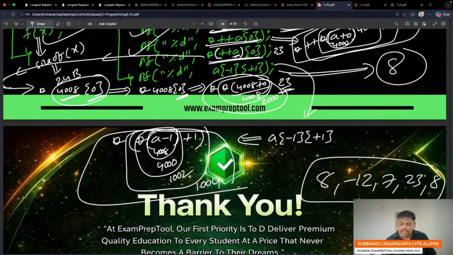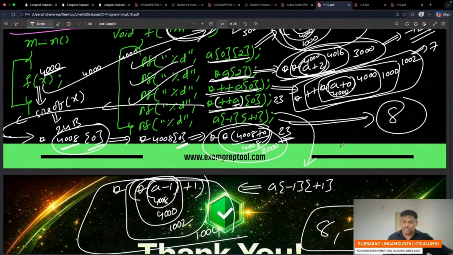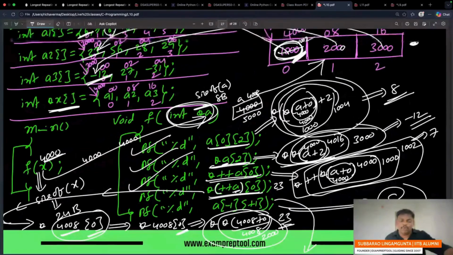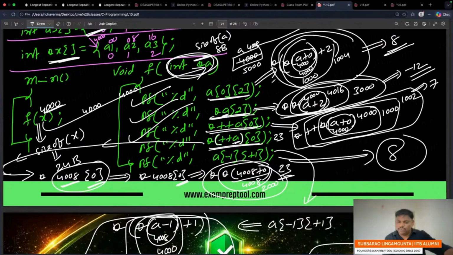Please let me know if anything is wrong. Somewhere, sir, if you feel I did wrong, let me know. A is 4008 minus 1, 4000. Star 4000, which is going to be 1002. Plus 1, 1004. Star 1004, the value inside 1004 is going to be 8. Right? Fine, I think so. First one also 8 because you did the plus 2. 1000 plus 2, 1004, 8 you got.